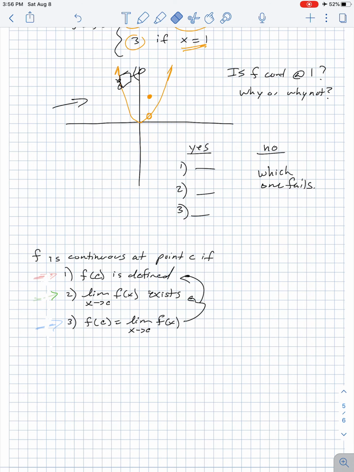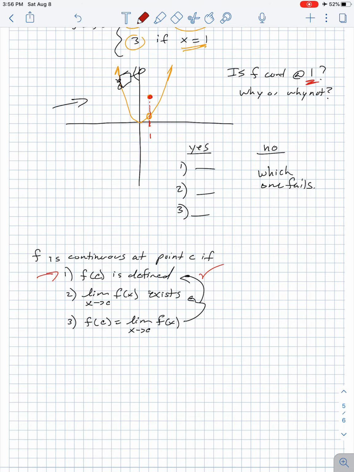And let's check them. Okay. The first thing I'm going to check is: is it defined at 1? 1 is our c. That's the place that we're interested in. Well, I can go up and I can actually hit a point on this function. So this checks off.